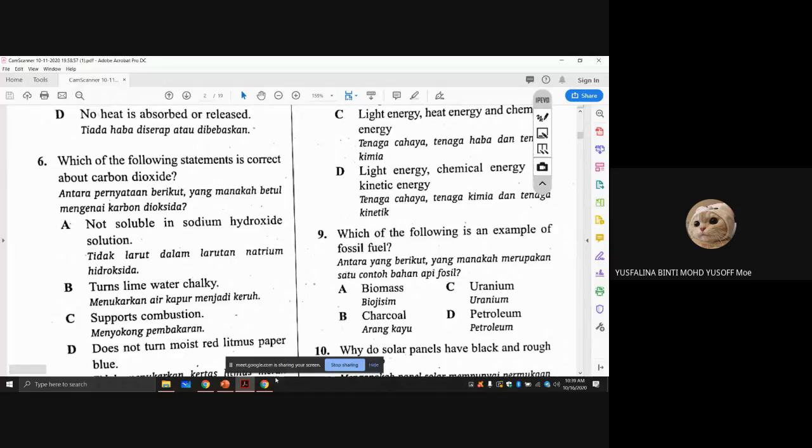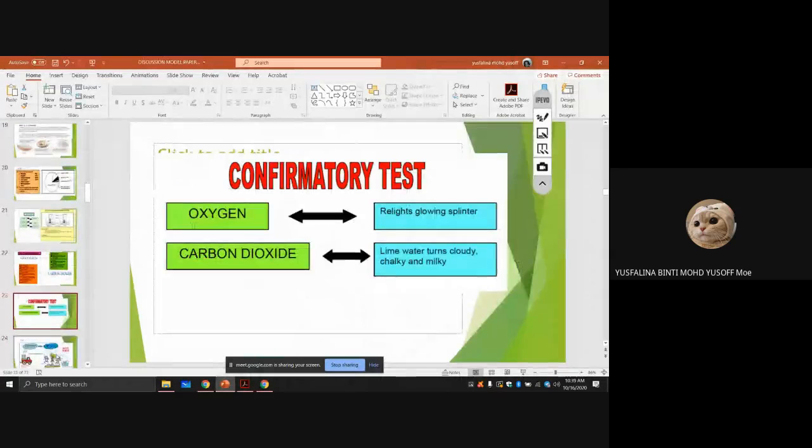This is the confirmatory test for the gases. Let's say you want to test whether the gas is oxygen or carbon dioxide. To test for oxygen, we put in a glowing splinter. It will relight the glowing splinter, since oxygen is needed for combustion. For carbon dioxide, you put it in lime water. If the lime water turns cloudy, chalky, and milky, that means this is carbon dioxide.